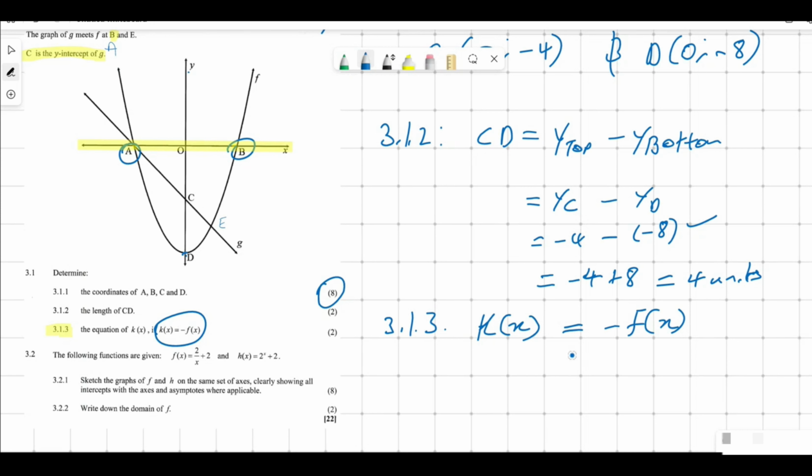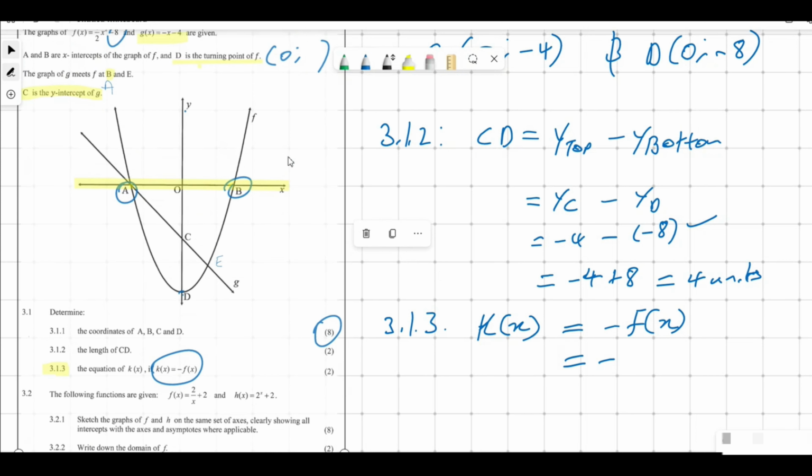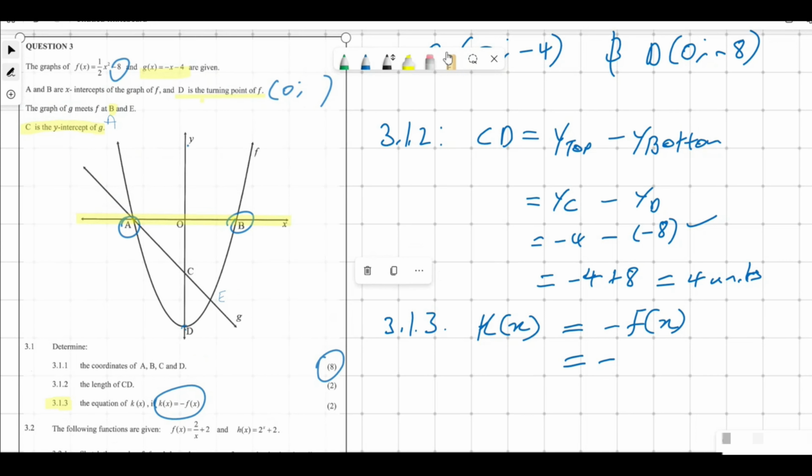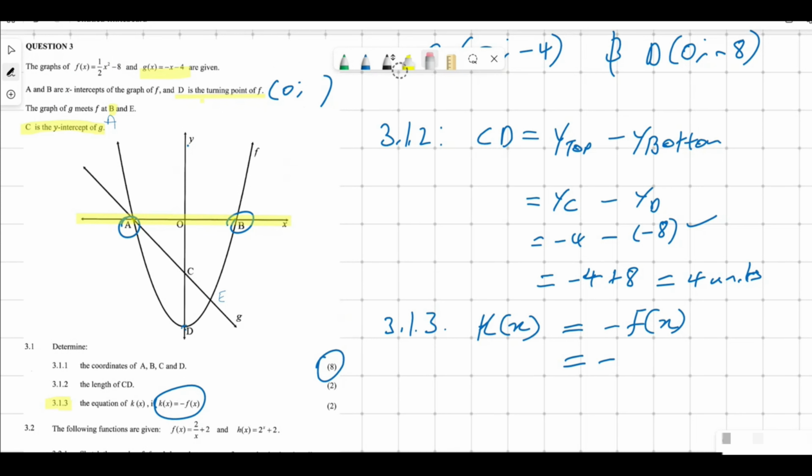So k of x is equal to negative f of x. So what is the equation of f of x? You just do substitution here. You just do substitution of your k of x. So your k of x is this one.